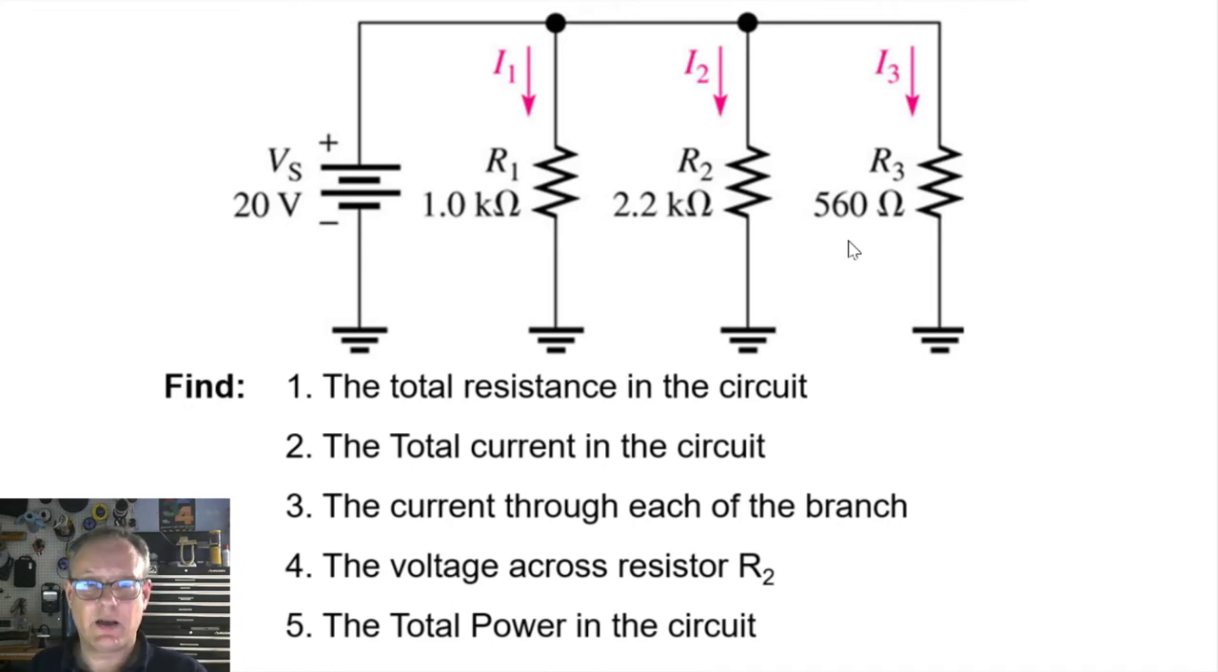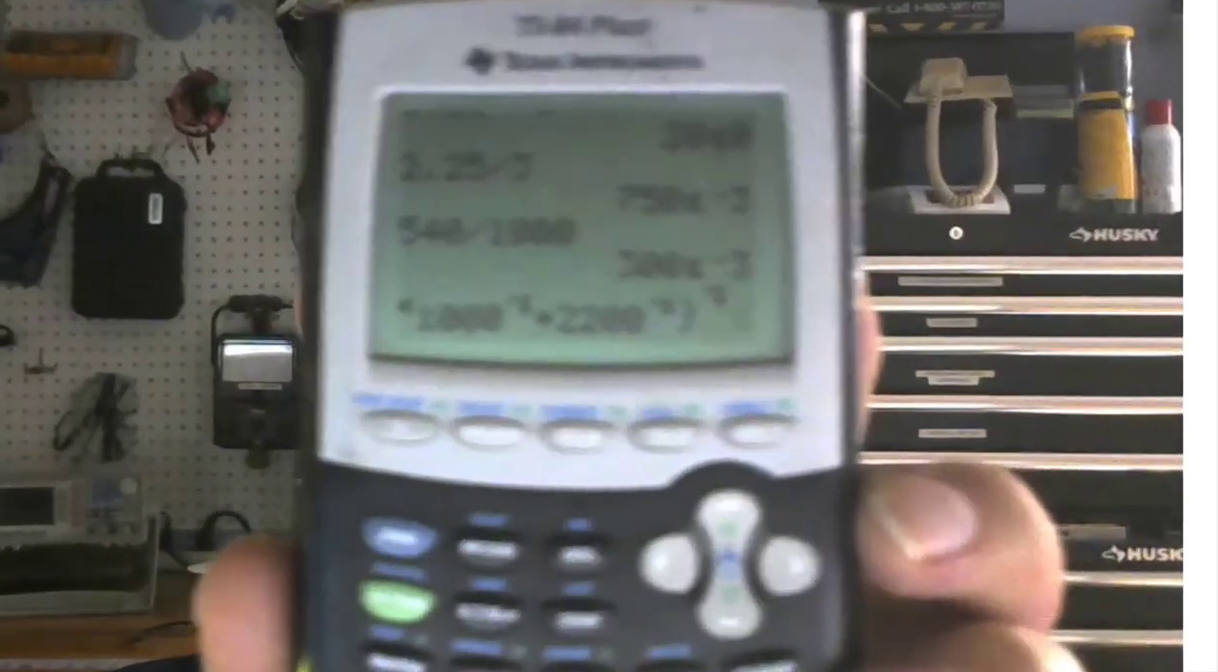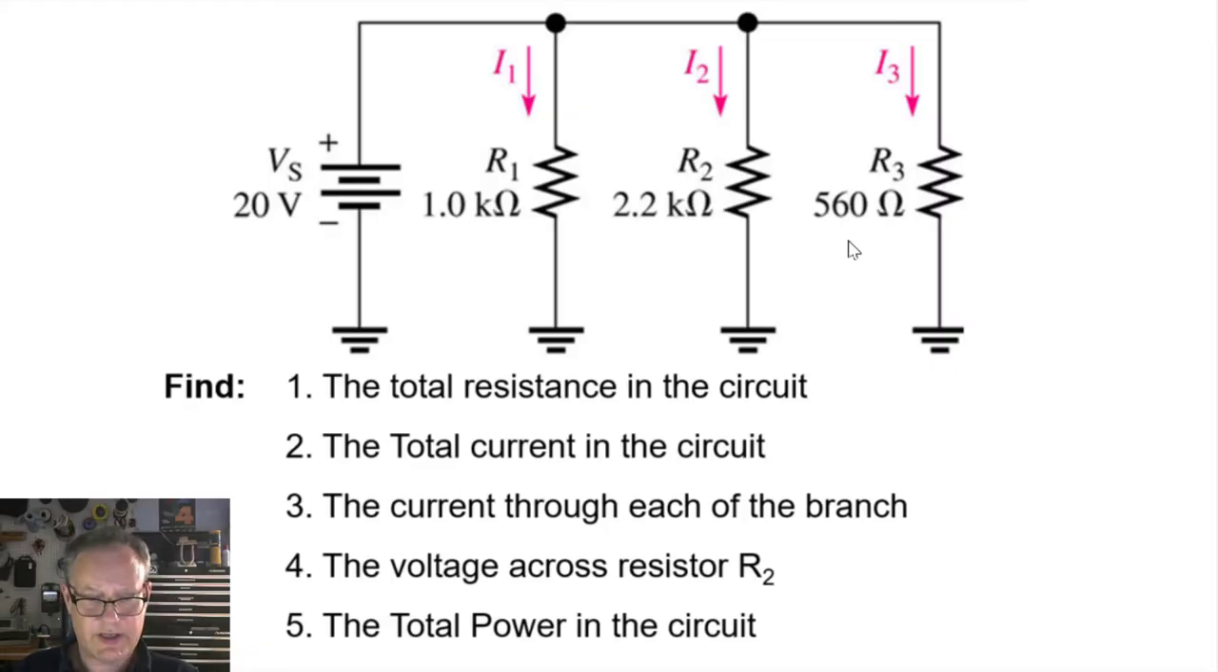Okay, bracket, 560 inverse, plus 1,000 inverse, plus 2,200, bracket inverse. Okay, so that's what I typed in, if you can see that. And I can just hit enter, and it's 308.6. I was totally off. So 308.6. There you go.